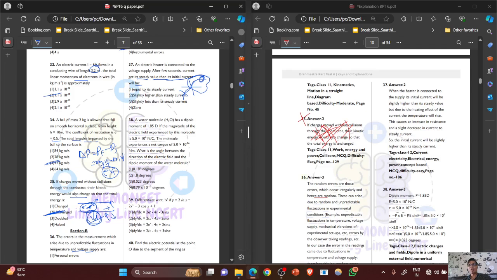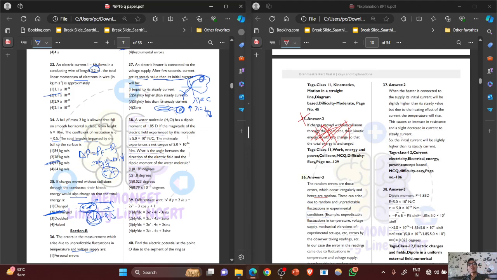Initially the heating effect is more, so suddenly the temperature, like in Wien's distribution, lambda into T equals constant, so lambda equals 1 by T. If the wavelength is more, the temperature is less. So when the heater gets fully hot, it emits a red color. If red color is emitted, the wavelength is more, so the temperature is less. So finally, the temperature is a little less as the wavelength becomes more and more.